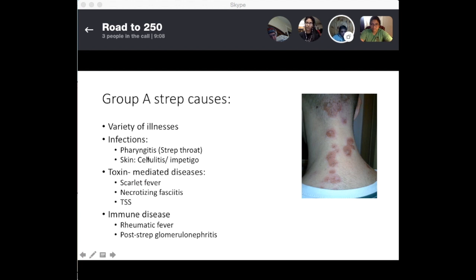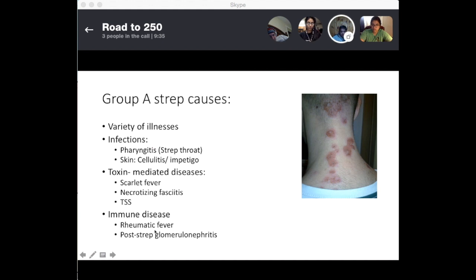So let's talk about pharyngitis. Roughly 15 to 30% of the cases are due to group A strep, but most of the cases are due to viral infections. So why is it important to treat and identify strep infections? Because it prevents transmission. You want to prevent the transmission, limit the symptoms, and also prevent rheumatic fever.